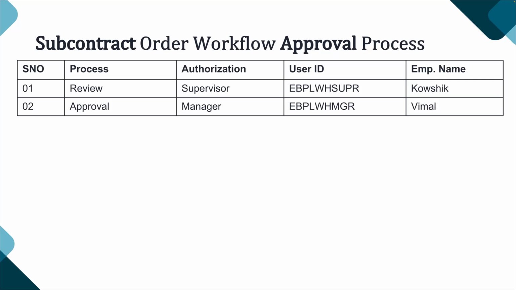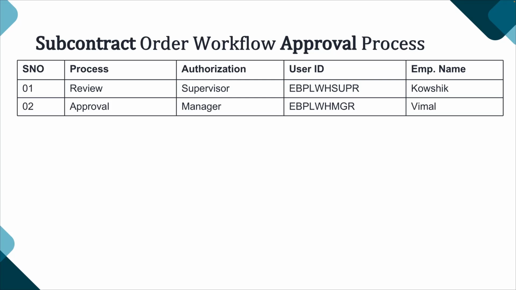After the user gives the changes in the amendment screen, the corresponding document will be posted, and after posting, the document will be forwarded for review to our supervisor. Here our supervisor is Kaushik, who will be reviewing the document, and after the review, the document will be forwarded for approval to our manager, who is Vimal here, and who will act as approver in order to approve the document. After approving the document, the status will be changed from draft or entry completed to approved, and the subcontract order amendment will be approved.